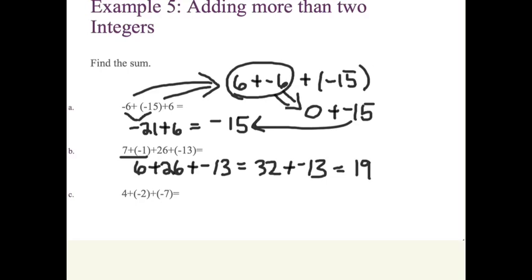Finally, let's go ahead. 4 plus a negative 2. We're down at example C. 4 plus negative 2 is going to give me a positive 2, right? And then I'm going to add a negative 7 to that, and since 7 is larger, the signs are different, I'm going to get a negative 5 as my answer. So that's our final example.